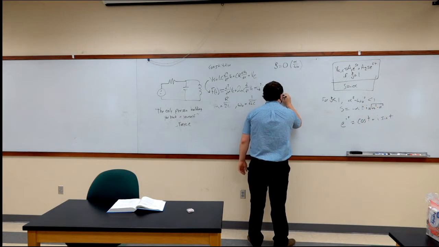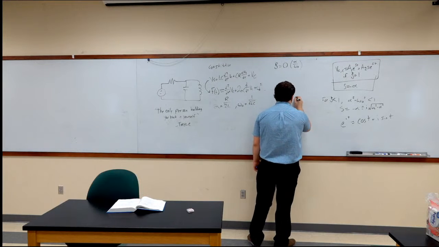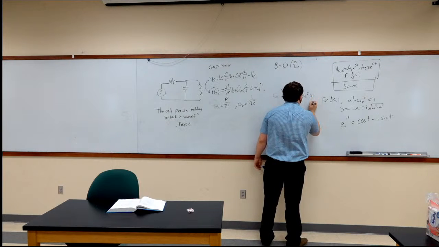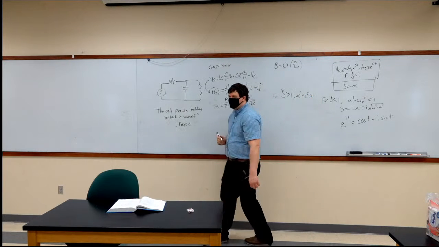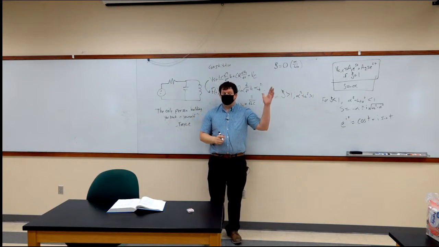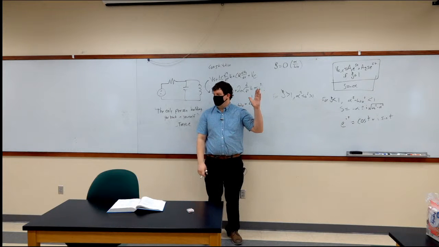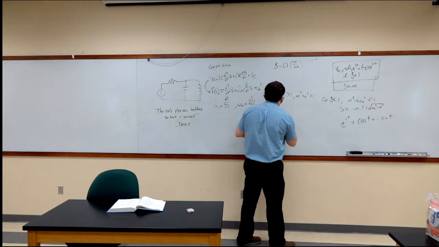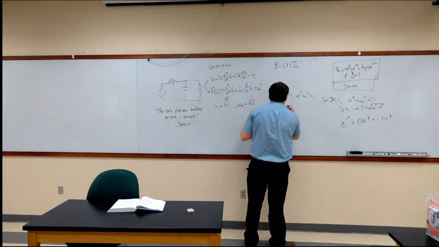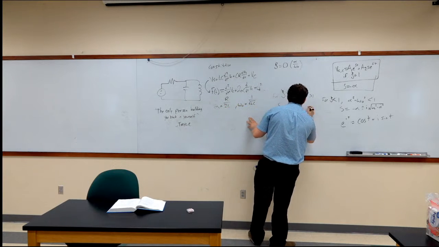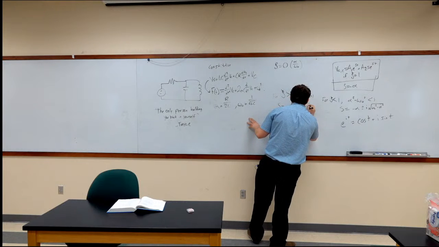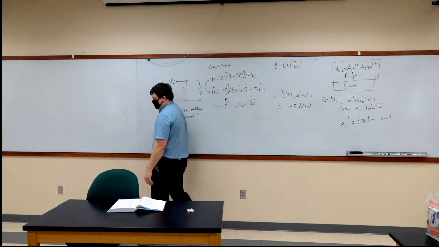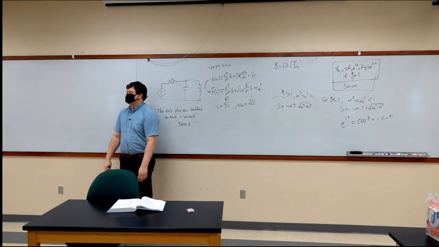For zeta values that are greater than 1, your alpha squared minus omega naught squared is greater than 0. We don't have math problems. You end up with a solution that we had in our last problem. Okay? That's where your S is equal to negative alpha plus or minus the square root of alpha squared minus omega naught squared. And it is called an overdamped system.